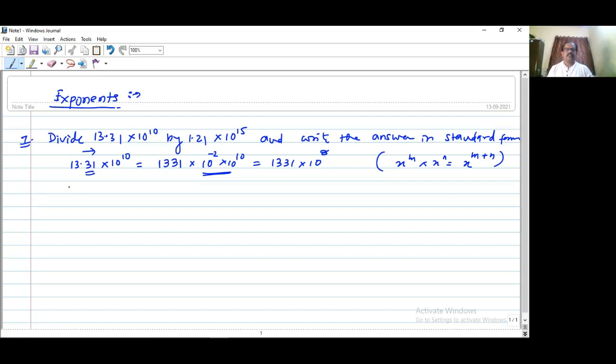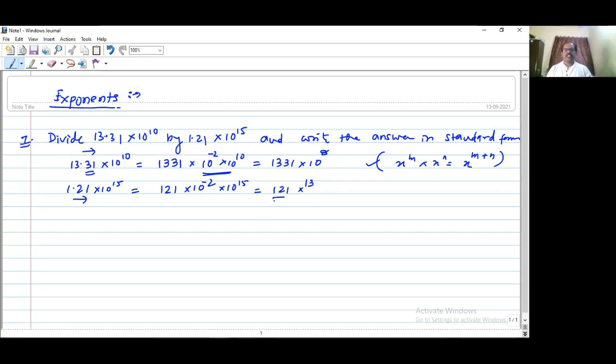Also, the second number, by which it is to be divided, is 1.21 into 10 to the power 15. Again, we remove the decimal part from this number, and it can be written as 121 into 10 to the power minus 2, because we are moving the decimal to the right side, multiplied by 10 raised to 15 as it is. Again we use the same law of exponents, x to the power m into x to the power n equals x to the power m plus n. Minus 2 plus 15 means 15 minus 2, which is equal to 13, right?